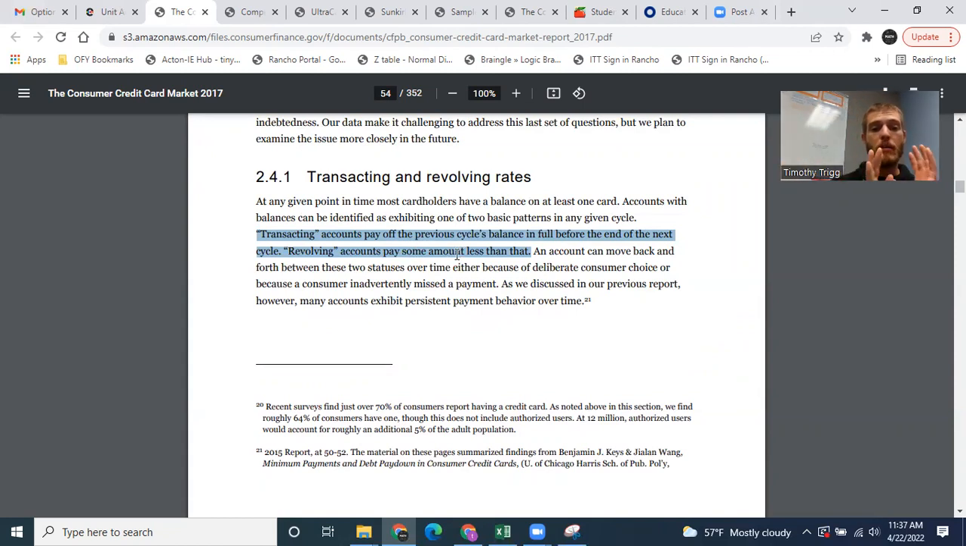Ideally, you want to have a transacting account, meaning you pay your whole balance. Whatever you owe on your credit card, you want to pay the whole thing every month. So don't leave a balance on there. Pay off your entire credit card all at once if you can. If you leave a balance on there, you're known as a revolving account. Whatever balance is left on your credit card, you'll have to pay interest on. But if every month you pay off your entire credit card, then you're a transacting account and you're not charged any interest. So that's what you want.